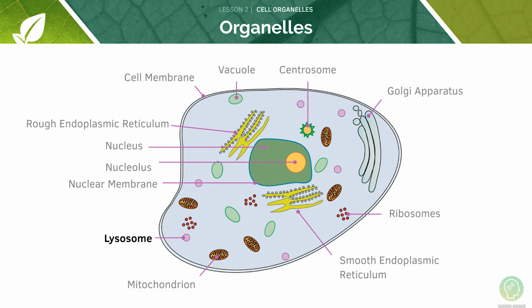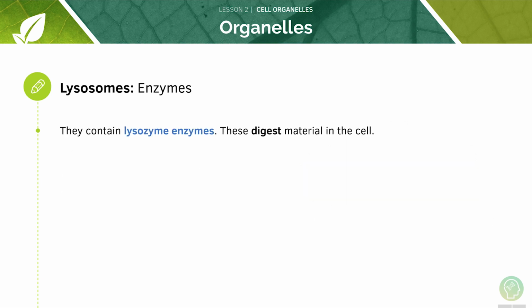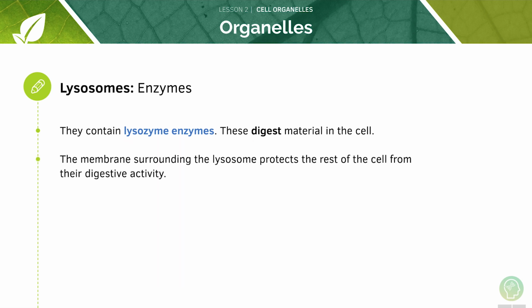Next, we will look at lysosomes. Lysosomes are round, membrane-bound organelles. They have no distinct internal structure and they're a type of Golgi vesicle. Lysosomes contain enzymes which are called lysozymes, which digest material in the cell. The membrane surrounding the lysosome protects the rest of the cell from their digestive activity.